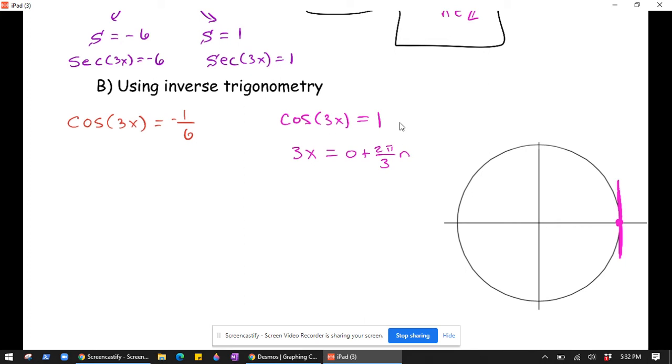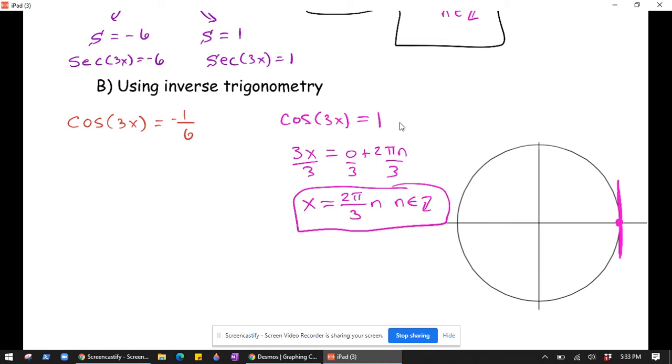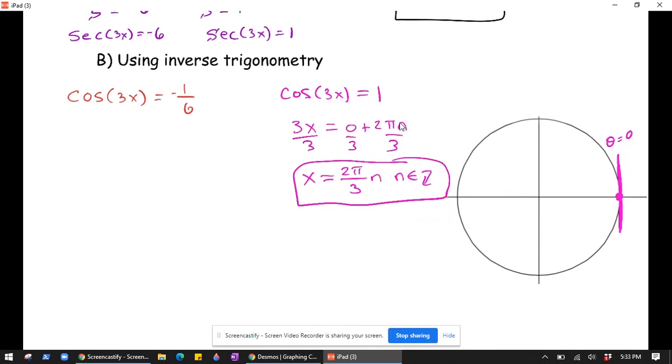Sorry, I jumped ahead of myself. 3x is equal to 0 plus multiples of 2 pi. And then dividing everything by 3 will give you the answers. So 0 over 3 is 0. You don't need to really write that if you don't want to. Okay, but just using the unit circle here, clearly our angle theta is equal to 0 here, right? So that gives all these answers, and clearly that matches the pink that we see up there.